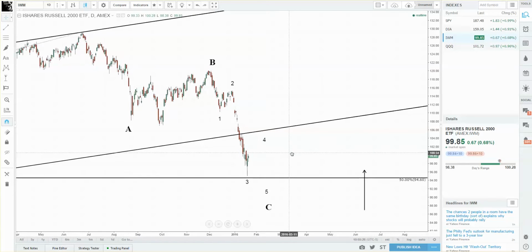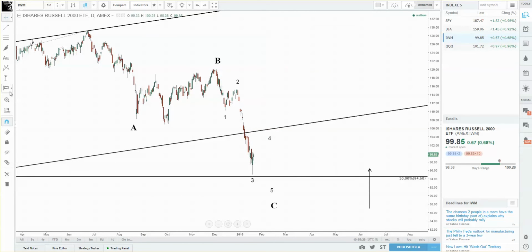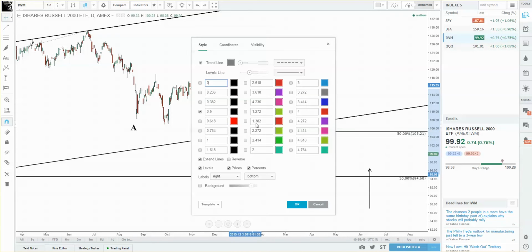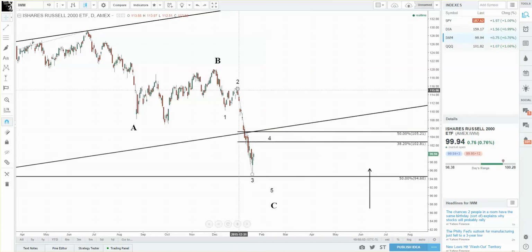So let's just turn to Fibonacci for this study. The very first thing I want to do is look at the Fibonacci retracement levels of wave 3. Okay, since wave 4 corrects wave 3, they are related, usually by between the 38% and the 50% retracement levels. So let's put that in there. Okay, so that is a straight Fibonacci retracement study.